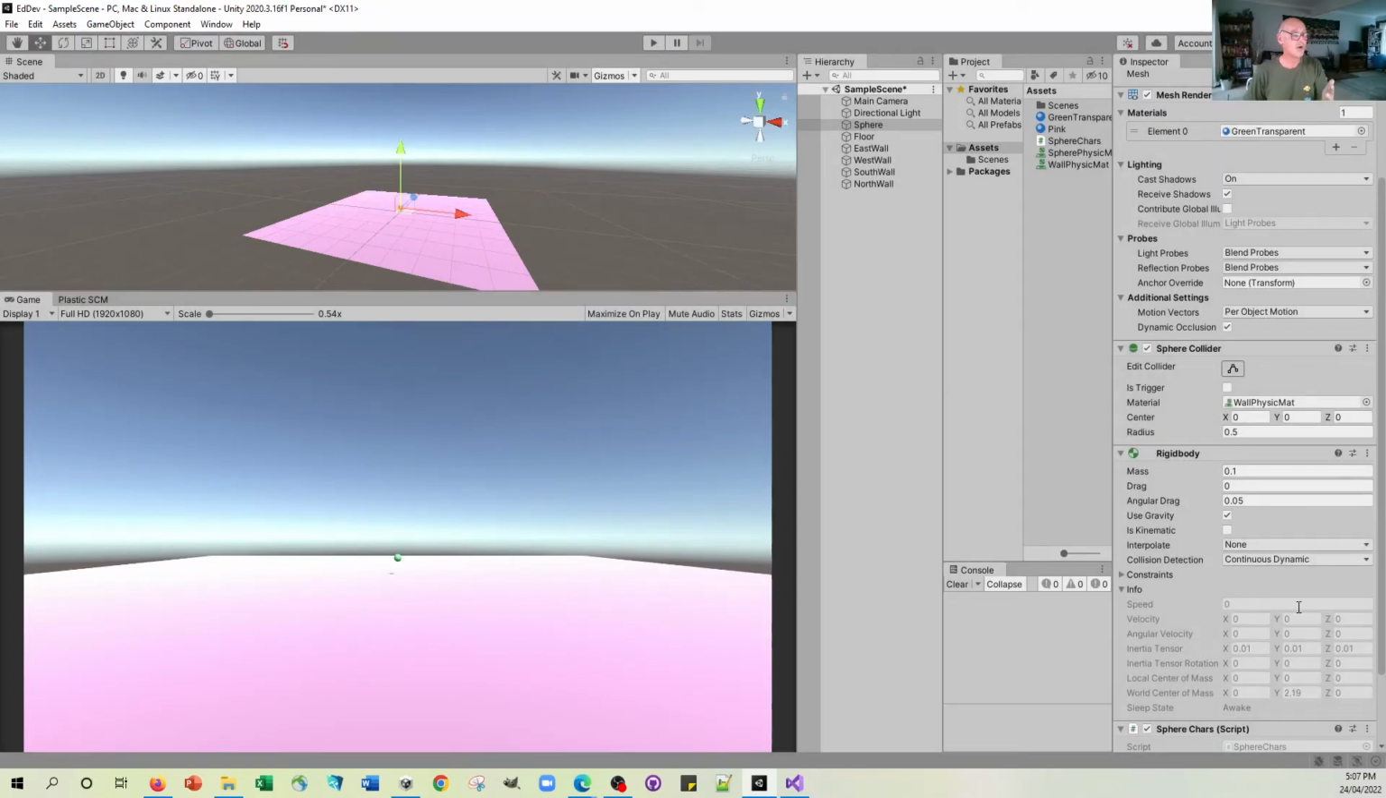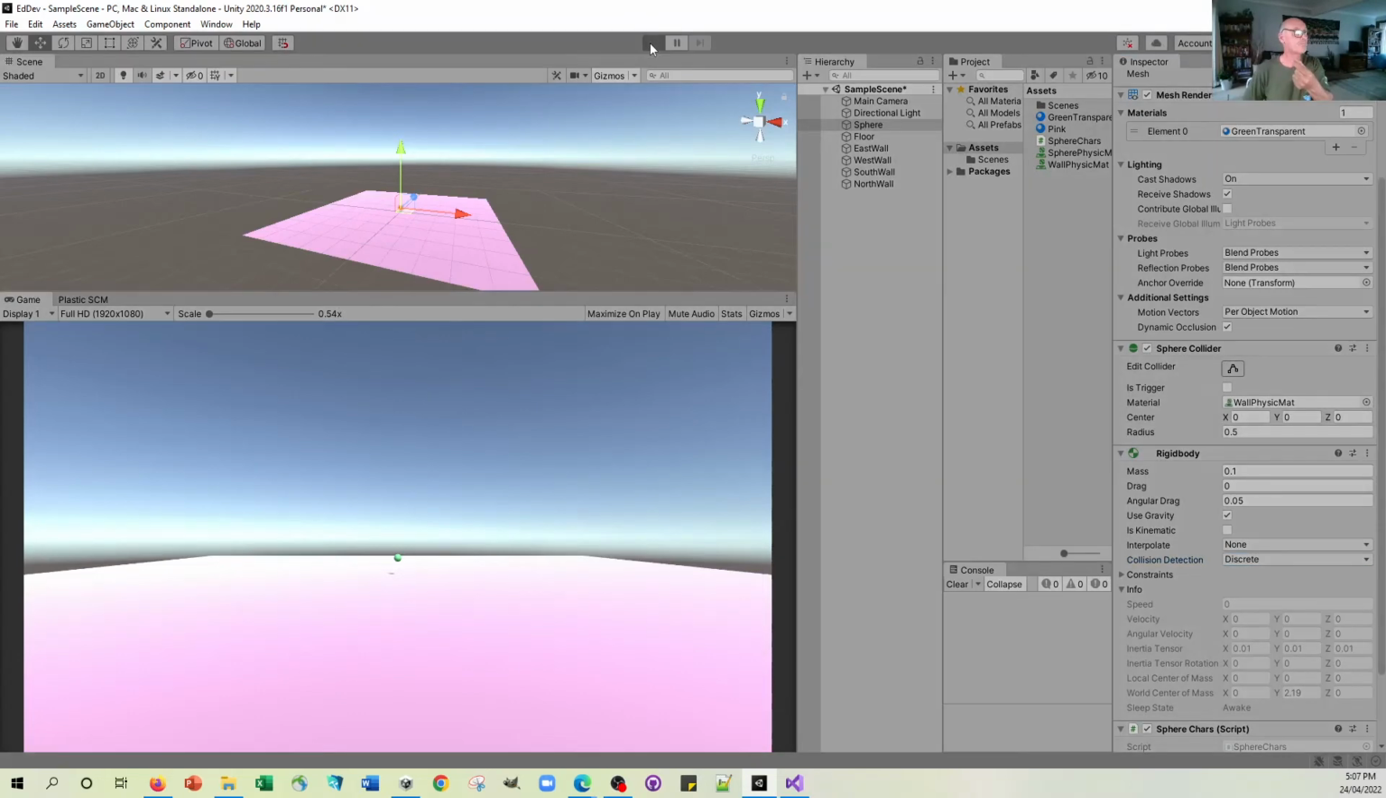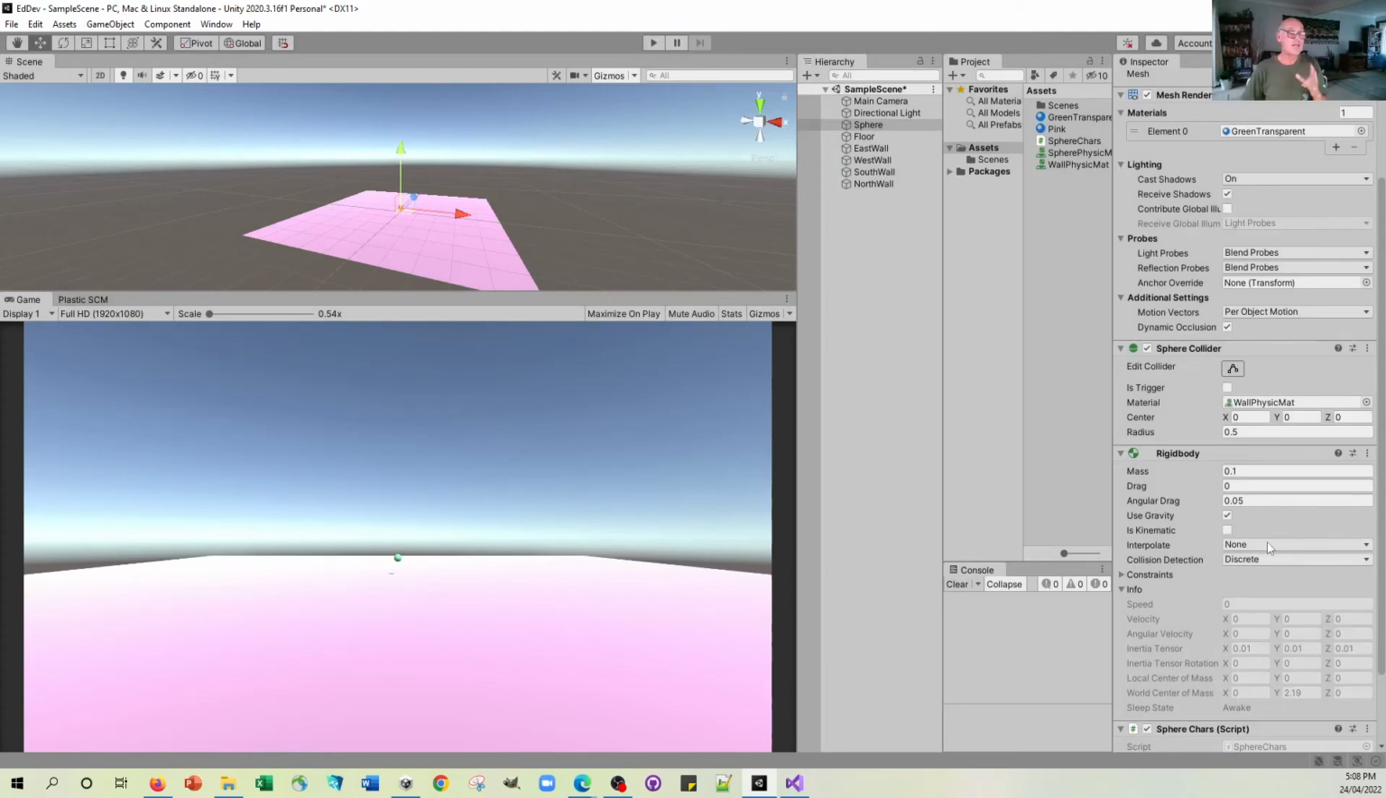Whereas if you have it on discrete, then there's not enough time for the game's engine to respond to the speed of the ball, and it just goes through. So I don't really know why they have this difference, and there's obviously some other options here, speculative, whatever, but have it on continuous dynamic, and that should solve any problem that you've got with the ball going through the wall.